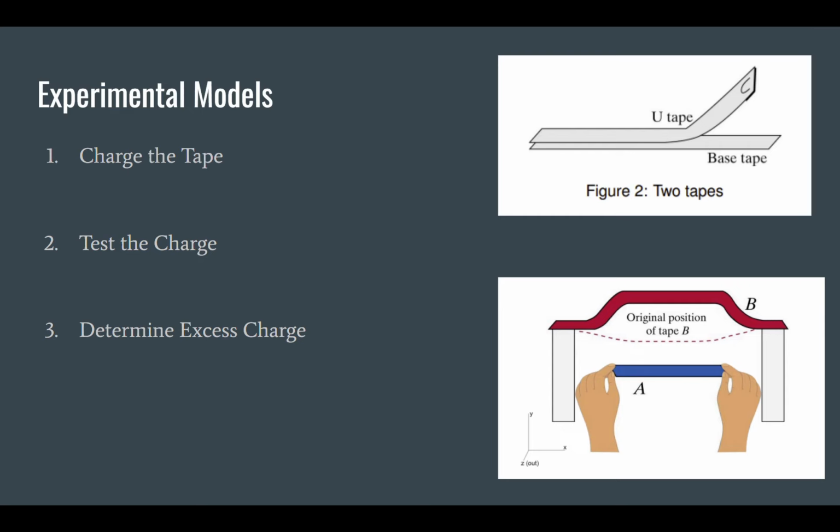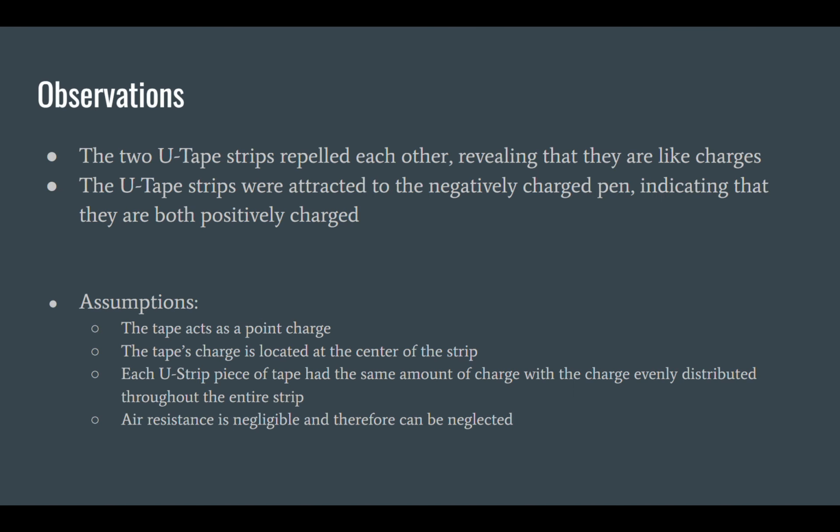Finally, I was able to determine the excess charge by attaching one of the U-tapes to an object at each end to hold it still, as shown in the picture on the bottom right, then holding a second U-tape parallel to the first U-tape and bringing it closer to the first U-tape until it began to float, and then recording the distance between the two.